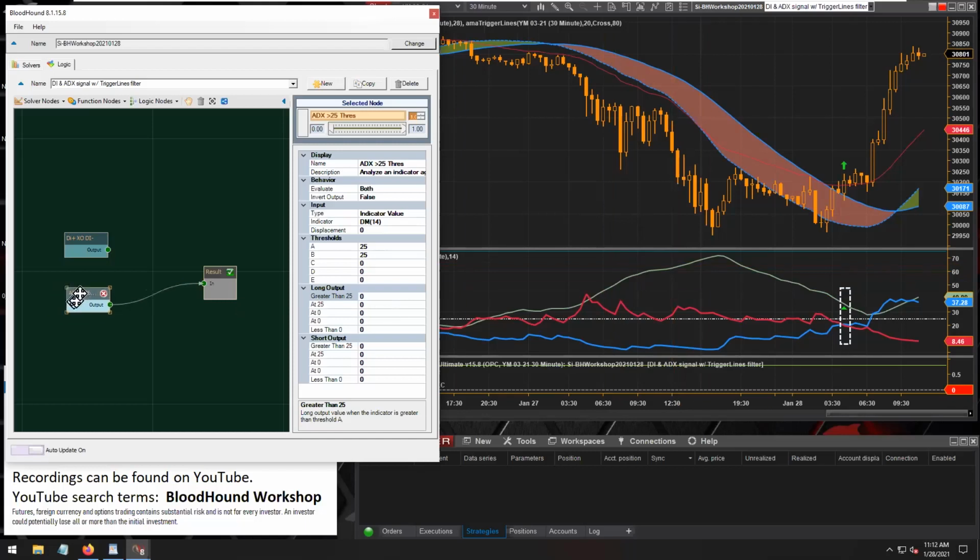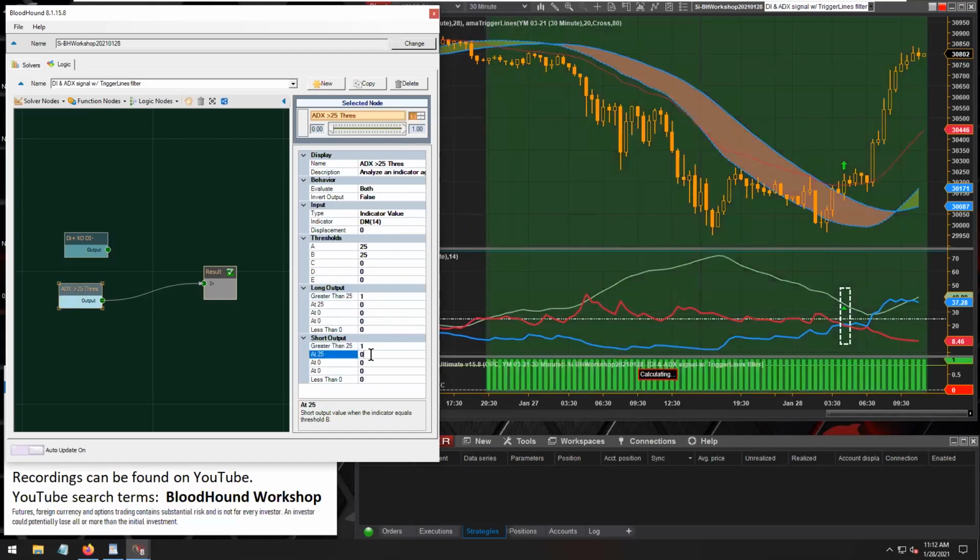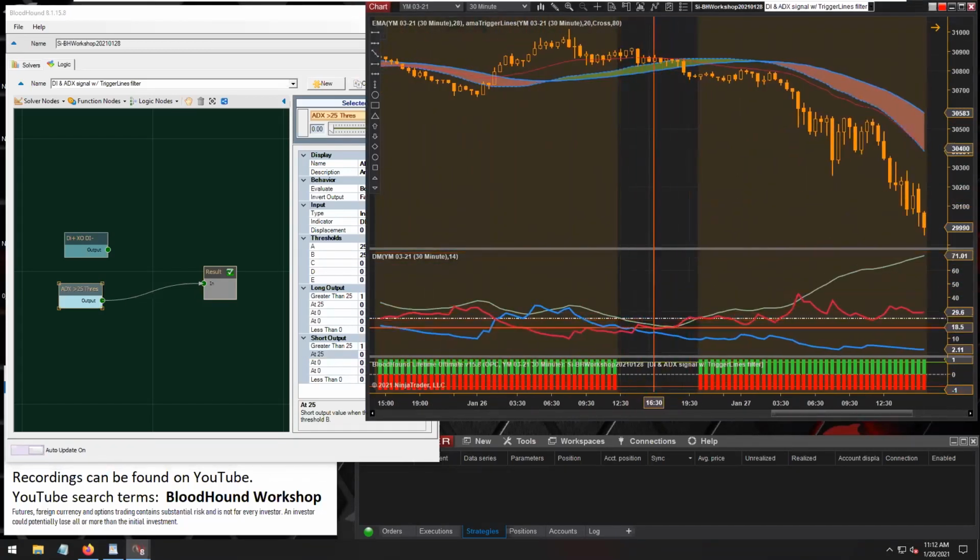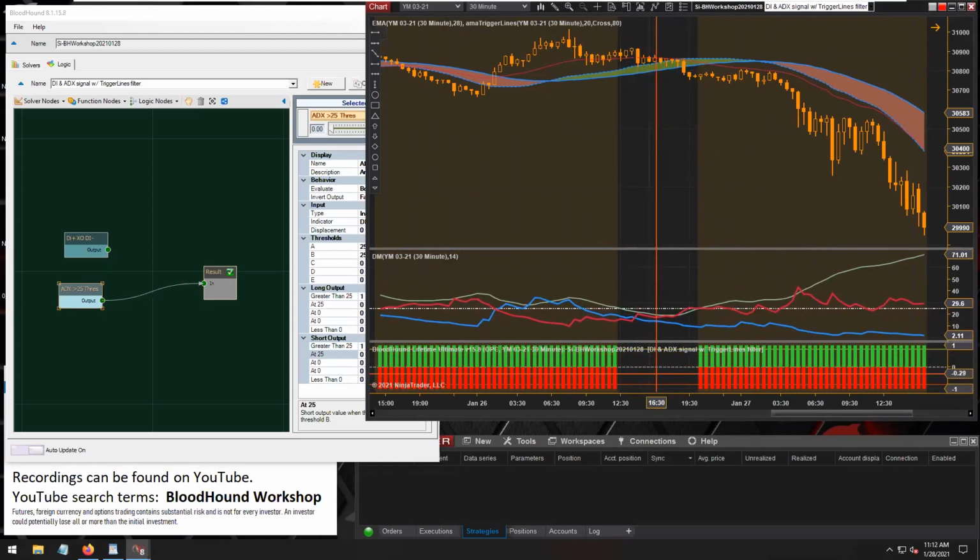So for non-directional indicators, you want to generate a long output and a short output at the same time, right? Because when the ADX is above 25, you don't know if that's for a long signal or a short signal. So you need both outputs, a long and a short output at the same time. And then when the ADX goes below 25, there's no output. And this zero output will prevent any signals from occurring when there's a crossover.